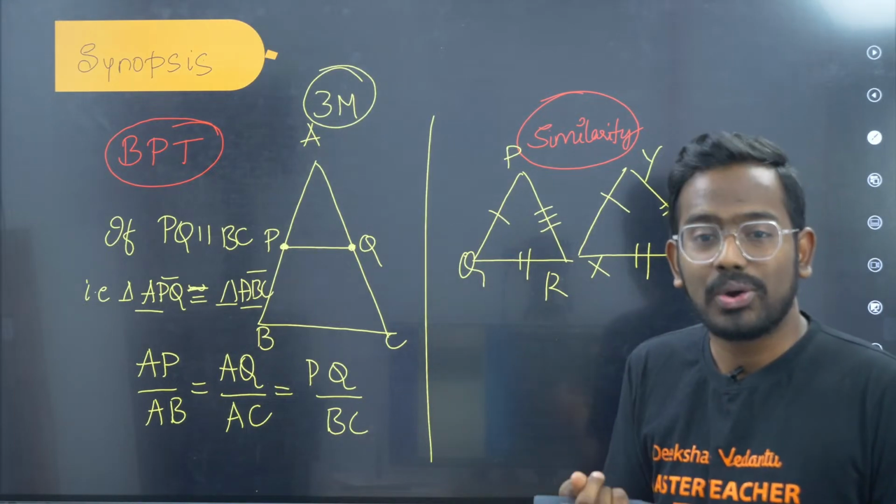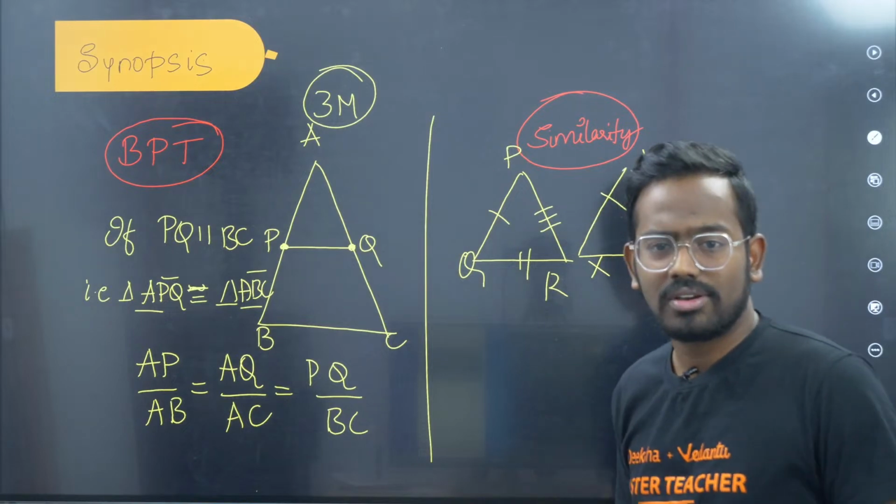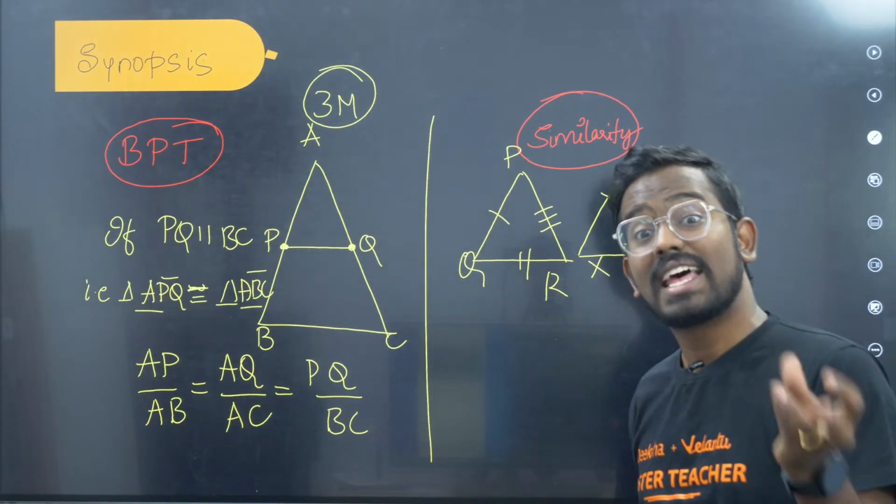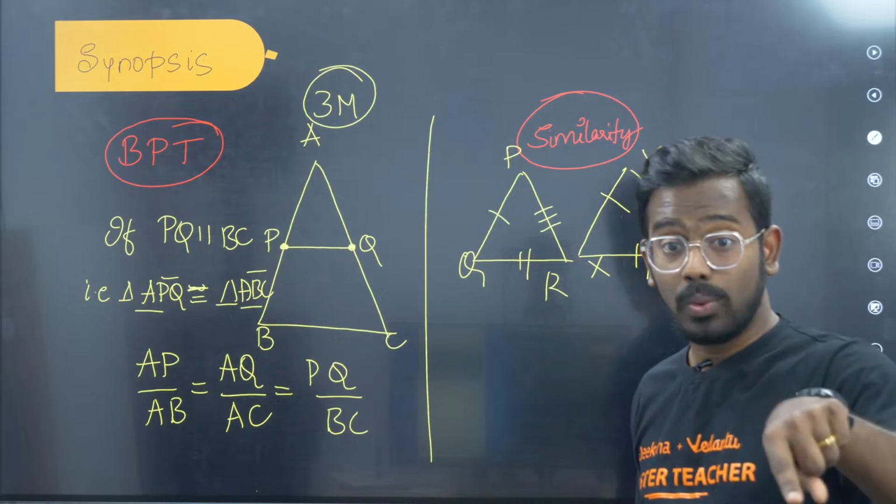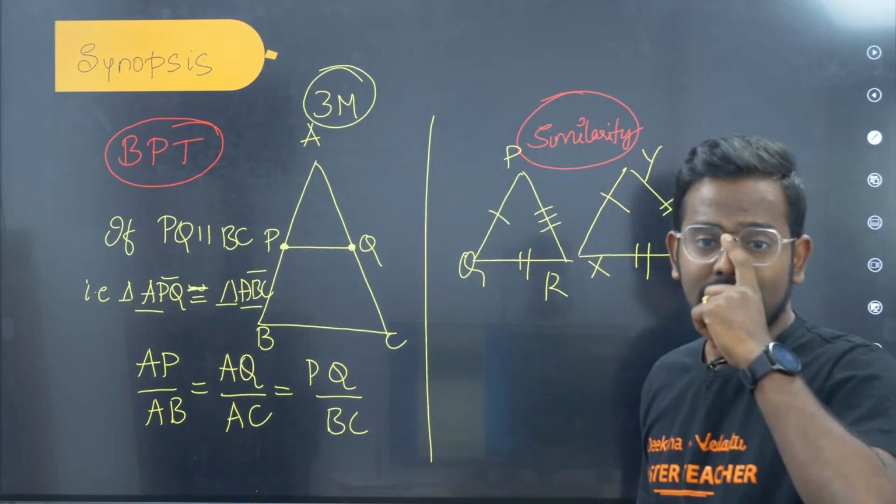You have learned something called congruent. What do you mean by congruent? Congruent means their corresponding sides and corresponding angles are equal, but in case of similarity they are proportional.